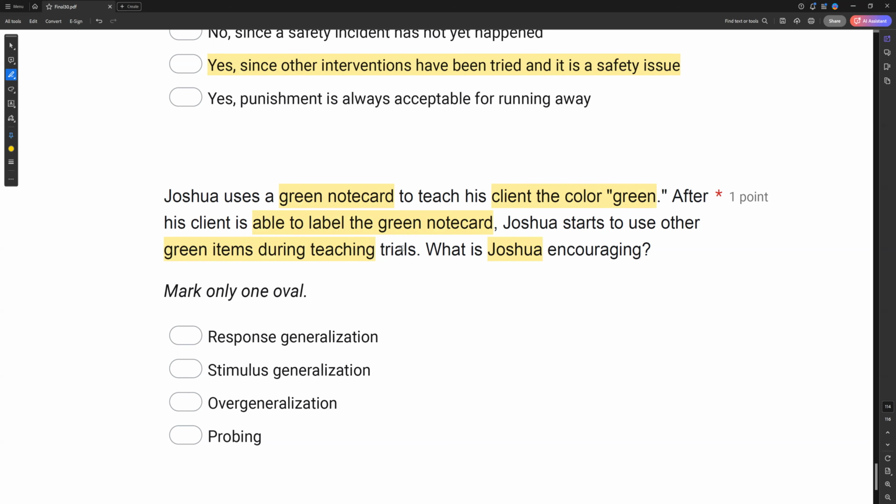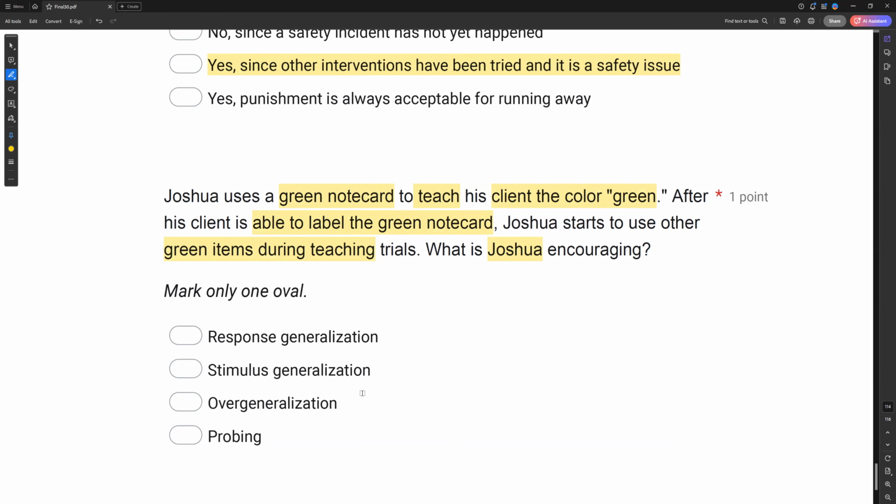So if the client is going to start labeling green in the presence of other items, what would that be considered? A, response generalization. With response generalization, we are considering novel responses, different responses. And we're not looking at different responses here because Joshua is using other green items during teaching trials to teach green. So what we have is the same response, just in the presence of new stimuli. And so Joshua is encouraging this idea of stimulus generalization, where we now have the response of green occurring in the presence of multiple stimuli.